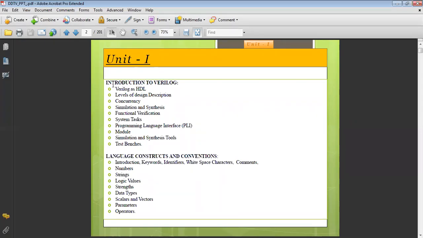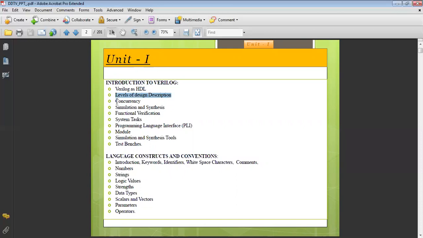So Verilog, what is the use of Verilog? Verilog can be used as an HDL, a hardware description language. How can Verilog be used as an HDL? And next is the levels of design description. What are the different types of levels of design description used to describe this HDL language?